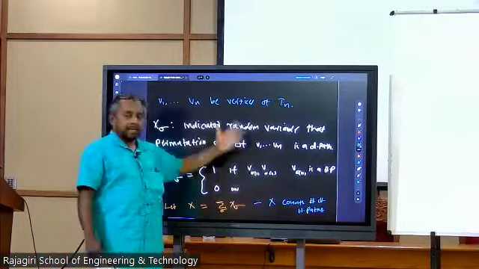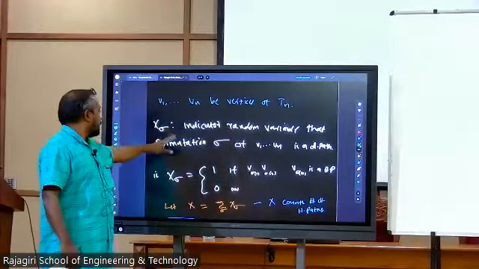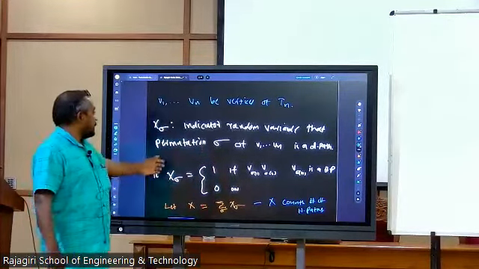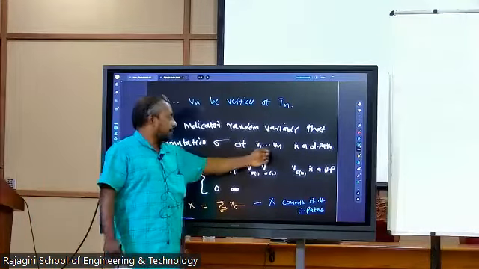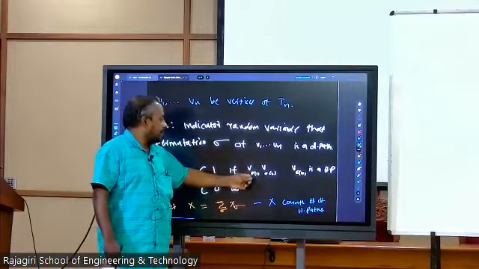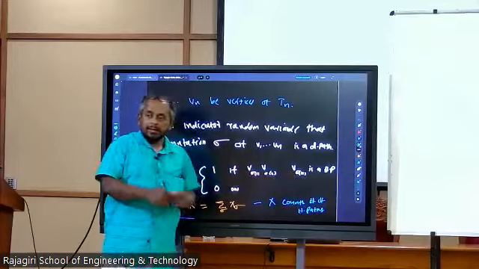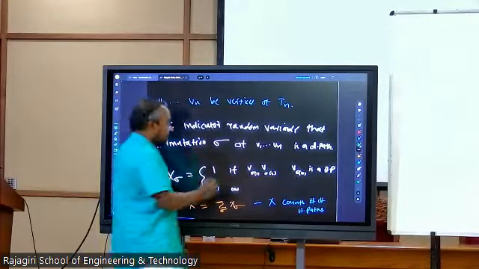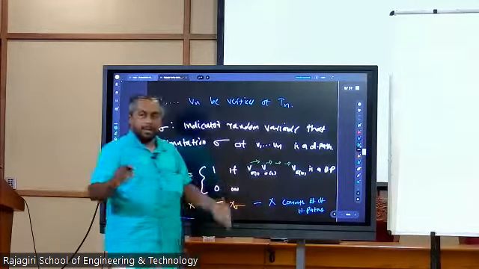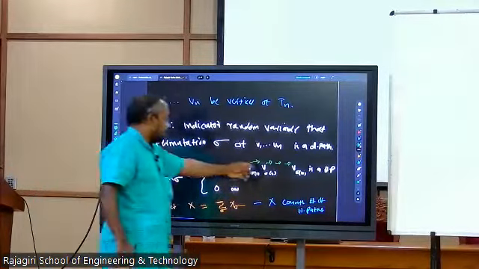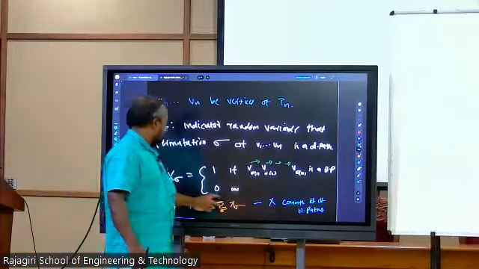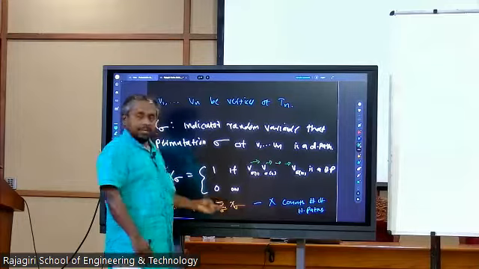Suppose we have n vertices of the tournament. Then the indicator random variable X sigma says that sigma is a permutation of 1 to n, and that this permutation is a directed path. Its value will be 1 if v sigma 1, v sigma 2, etc., v sigma n defines a directed path. What is the directed path here? All the edges must be in the proper direction in this permutation, all going in the same direction. If that happens, it will be 1, and otherwise it will be 0.